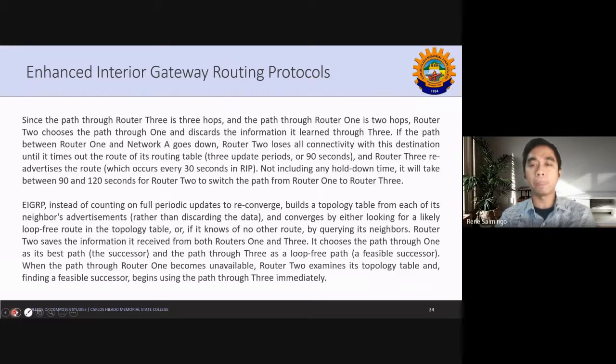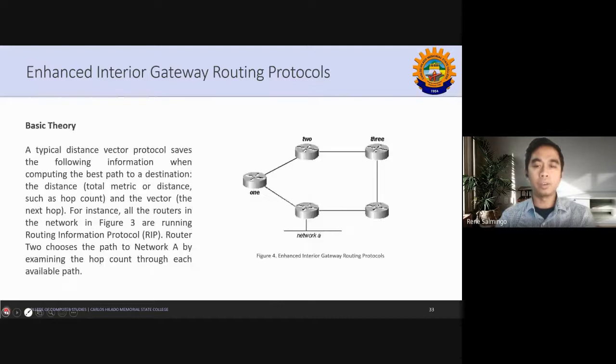If the path between router 1 and network A goes down, router 2 loses all connectivity with this destination until it times out the route in the routing table. Router 3 then re-advertises the route, which usually occurs every 30 seconds. Not including the hold-down time, it would take about 90 to 190 seconds for router 2 to switch paths from router 1 to router 3.